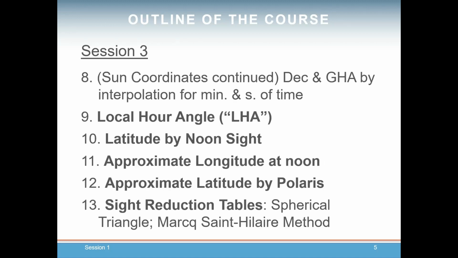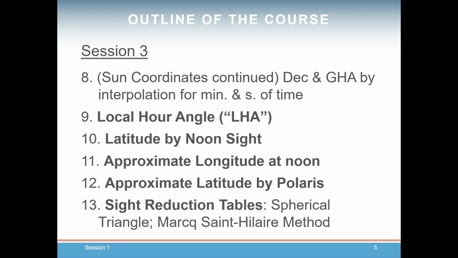Then we'll cover how to get the declination and GHA by interpolation when you do need to take a sight with your sextant that's not on the whole numbered hours, such as 8 hours, 15 minutes, and 14 seconds. Then we'll cover the very important concept of local hour angle, which is critical for calculating your position. Then we'll discuss getting your latitude by noon sight.